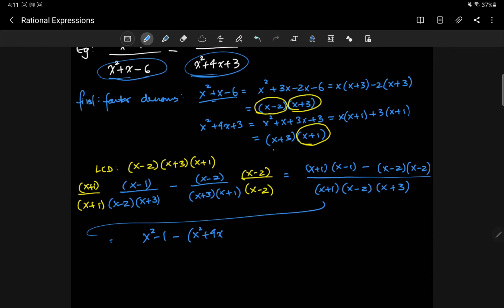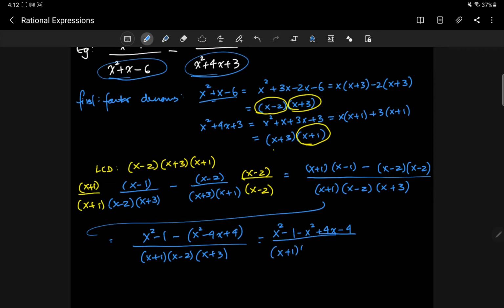minus x squared minus 4x plus 4 over x plus 1, x minus 2, x plus 3, which then becomes x squared minus 1 minus x squared plus 4x minus 4 over x plus 1, x minus 2, x plus 3. X squared cancel. So I have a 4x minus 5 over this LCD.